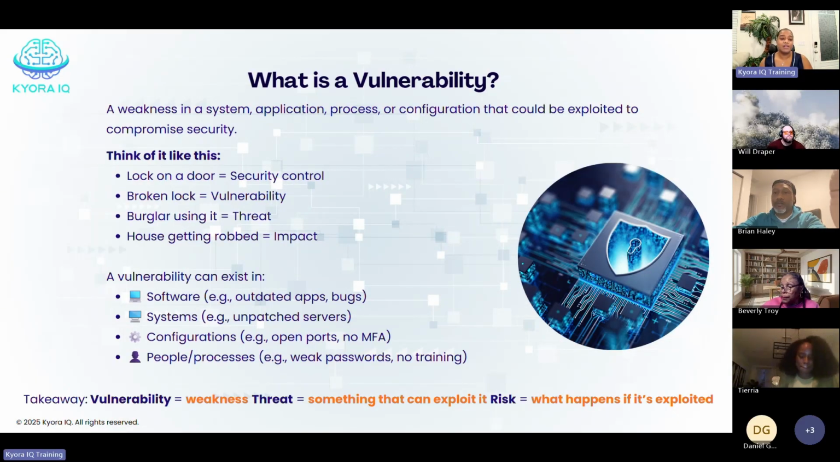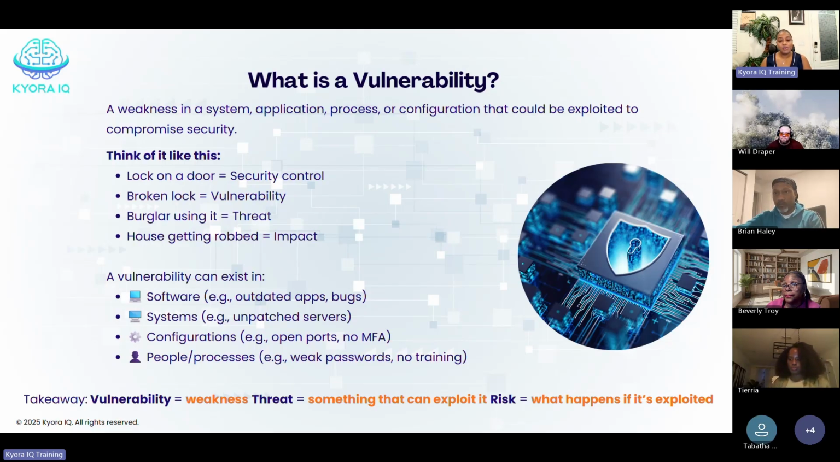So, what is a vulnerability? A vulnerability is a weakness found in a system. It can be in an application, a process, or configuration. Essentially, anything that could be exploited or can compromise a system.